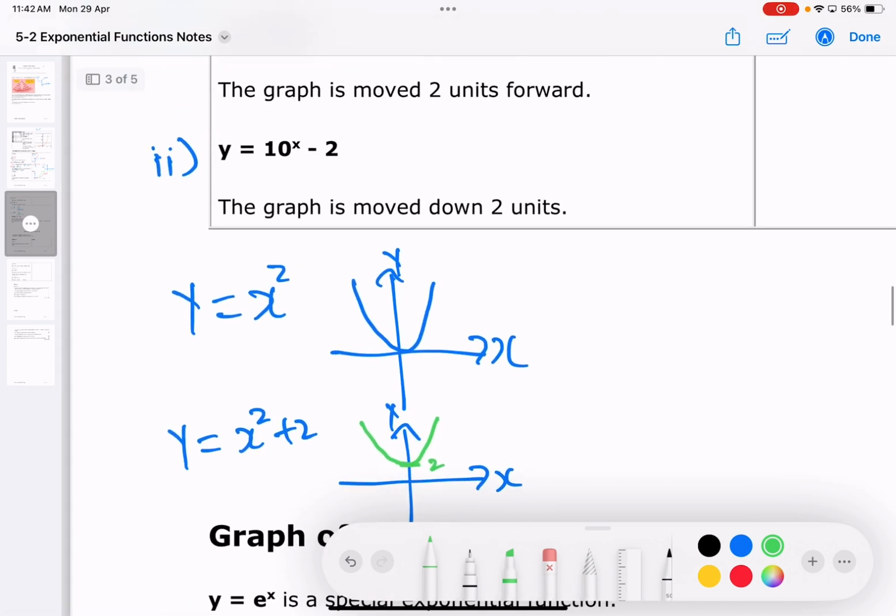So, whenever you have a plus or minus 2, if it's minus, it means it shifts down by 2 units. If it's plus, it means it will shift up by 2 units. Is that okay?